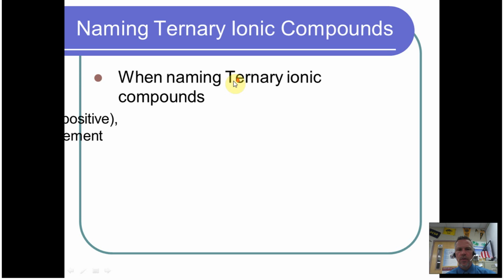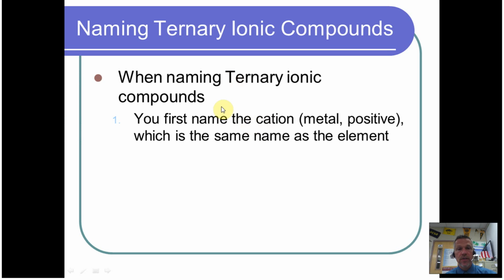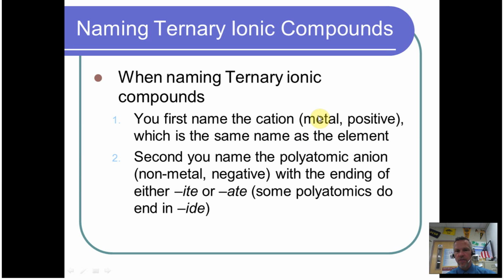When you name ternary ionic compounds, the first part is just the same as last time. You first name the cation, which is the same name as the element. All right? That's just like before. But the second part of the name is different. Second, you name the polyatomic anion, and the ending will be different, depending. The ending is either ITE or ATE, and sometimes IDE.